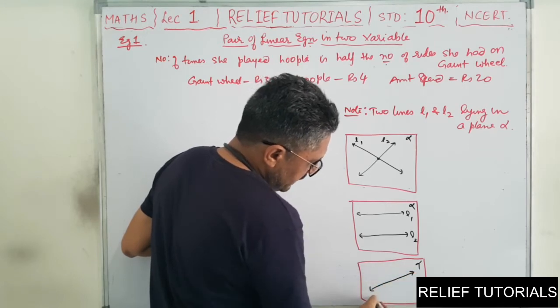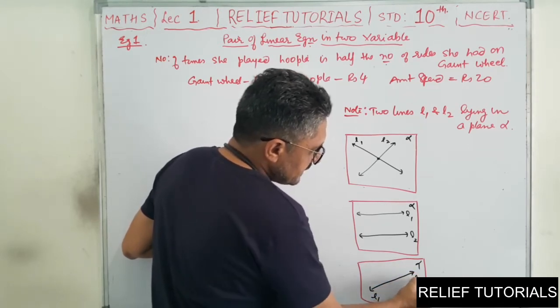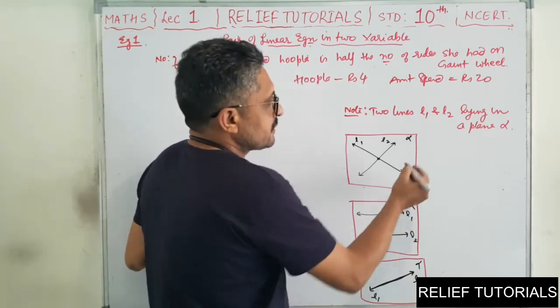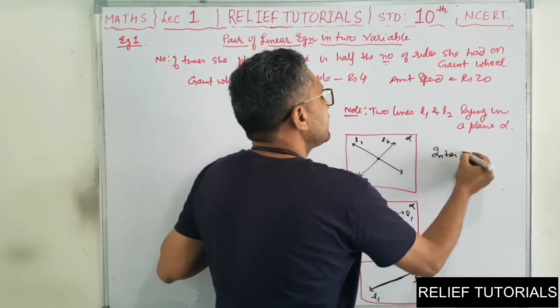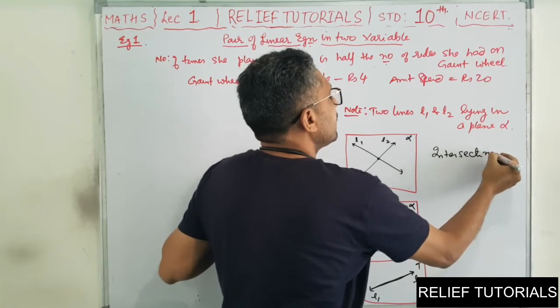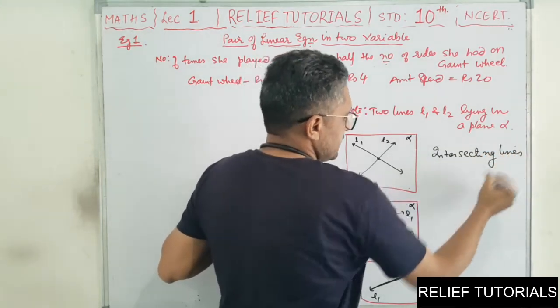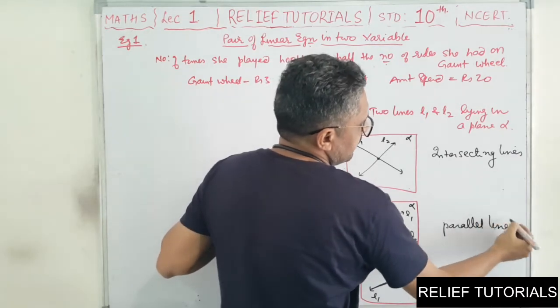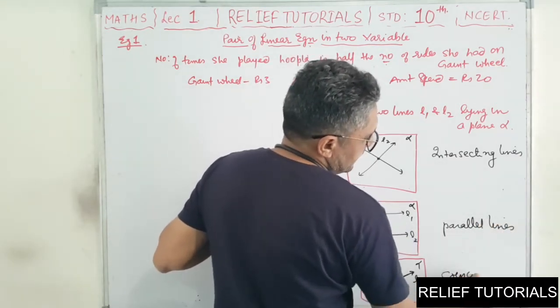This line is L1. Also this is L2. Same line, coincident. So here they are intersecting lines, or we can say parallel lines, or we can say coincident lines.